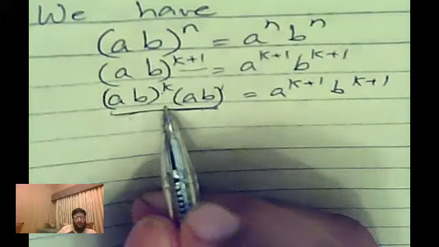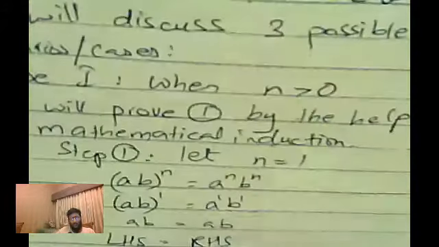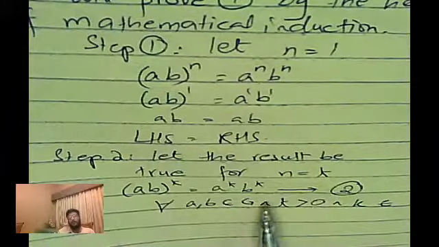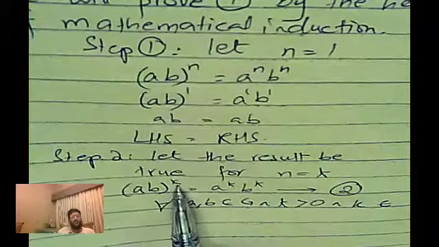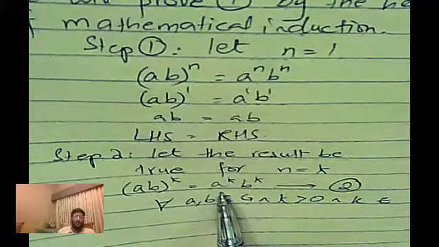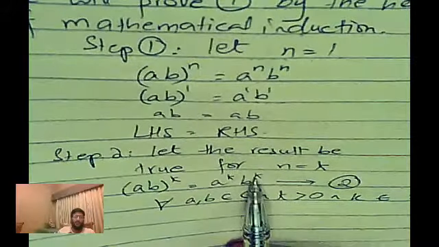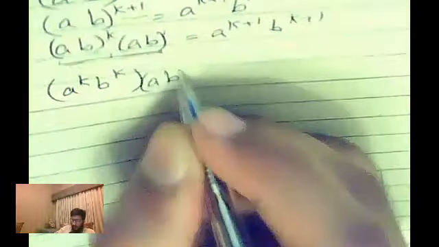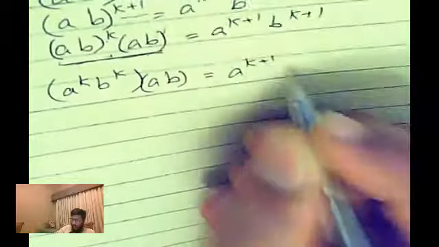Now (AB) whole raised to the power k, we supposed that the result does hold true. Therefore, from equation number 2, we can replace (AB) whole raised to the power k by A raised to the power k, B raised to the power k. So we can replace this by A^k B^k AB. And we haven't touched anything about the right hand side.